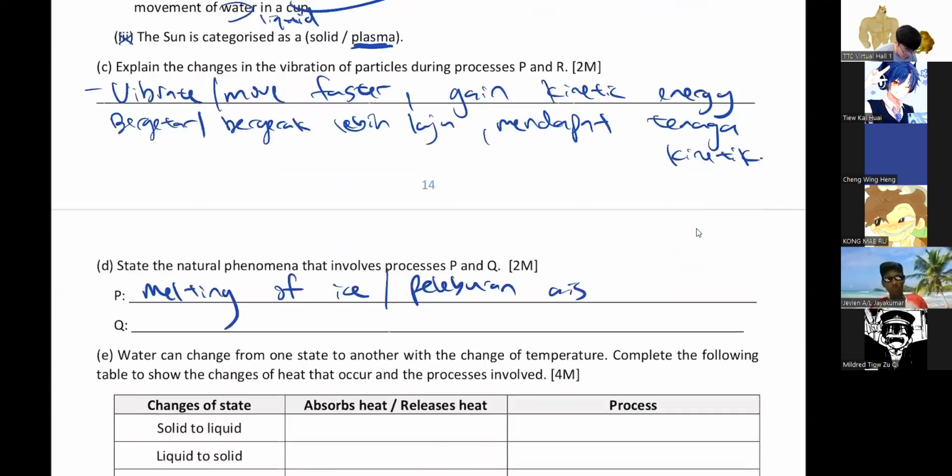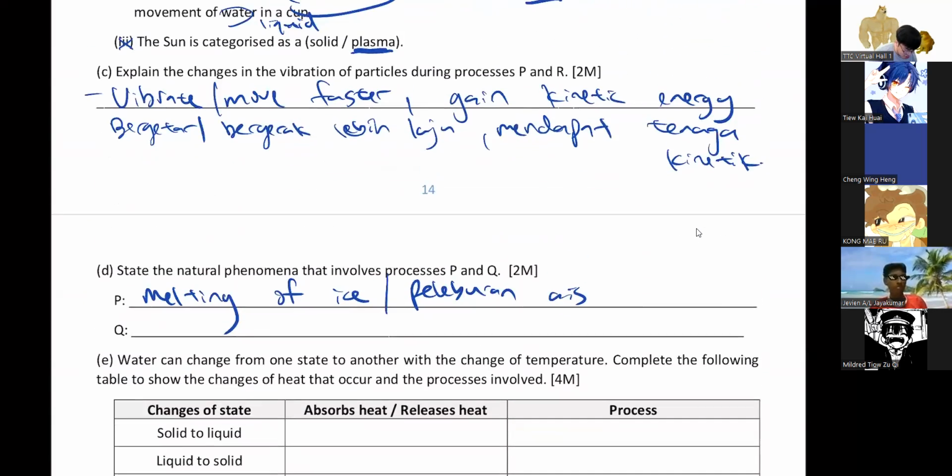That's the formation of rain. Hey, you learned this in geography. Formation of rain, pembentukan hujan. You learn something called awan cumulonimbus, right?